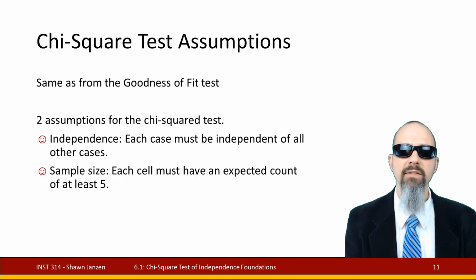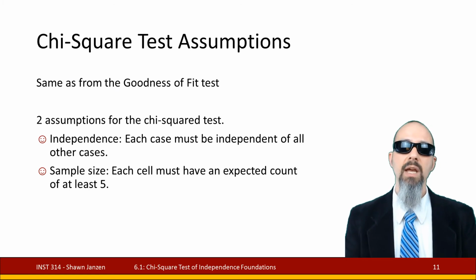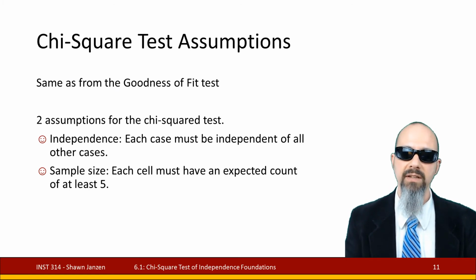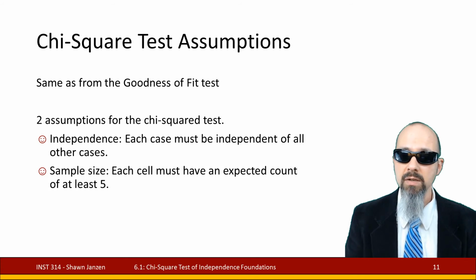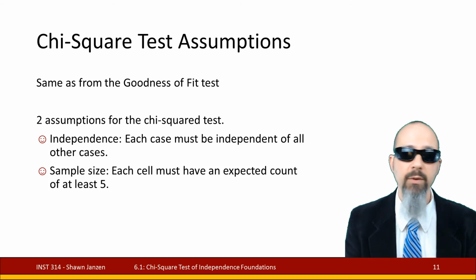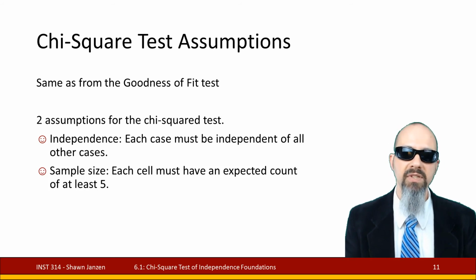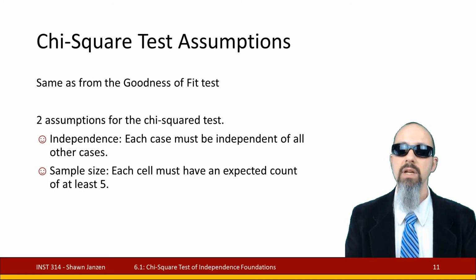So lastly, I want to leave you with just some of the chi-square test assumptions and let you know they're the same as the goodness of fit. We have to assume that they're independent, so observations are not going to be influencing each other in your data, and the sample size, we want to have at least 5 in our cell count, otherwise we can get the approximation warning.